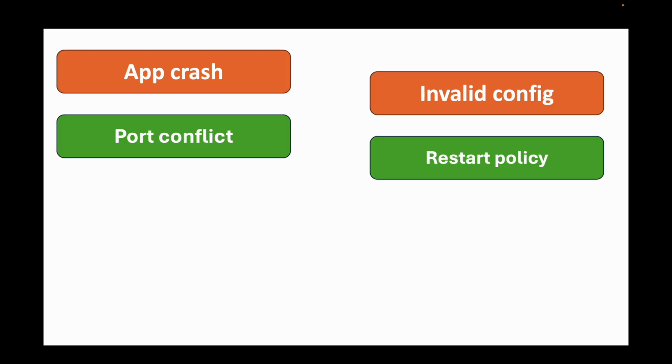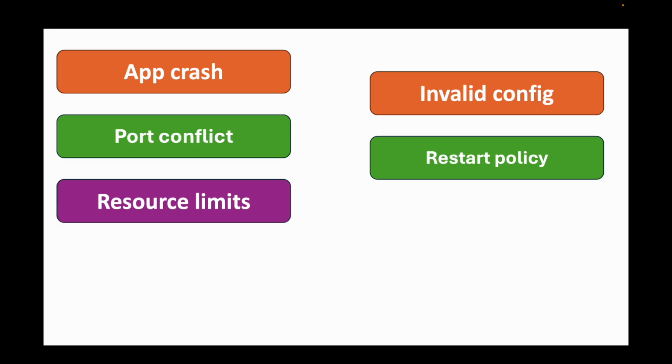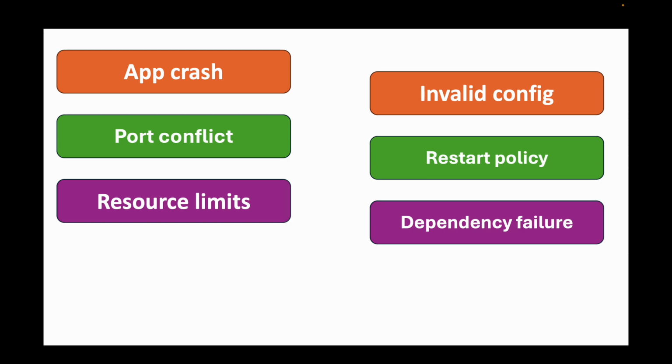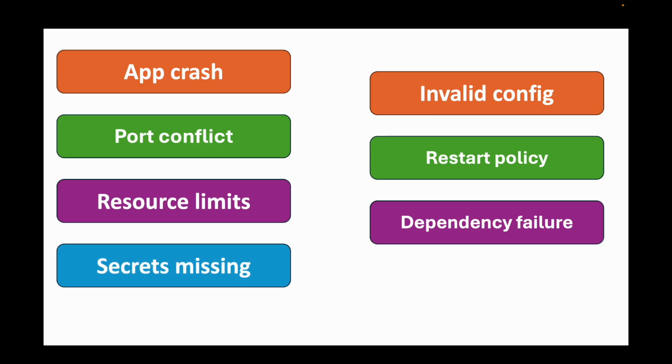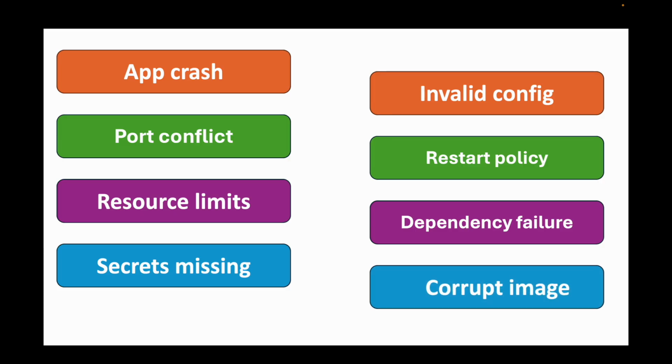Restart policy. So a loop where the container is set to restart on failure, like using --restart always or on-failure. Then resource limits. So out of memory or CPU throttling kills the container. Then dependency failure. So an external DB, API, or service is unavailable, which can cause the application to exit. Then you may have secrets missing. So your secrets or volumes are not mounted properly, which can cause boot errors. And then finally, corrupt image. So a bad Dockerfile or broken build produces a non-startable image. So how do you troubleshoot this?